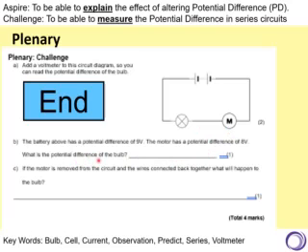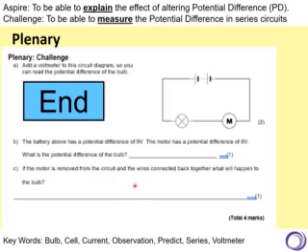The battery above has a potential difference of 9 volts. The motor has a potential difference of 8 volts. What is the potential difference of the bulb? So in the circuit then we have 9 volts, 8 of them have gone, so therefore the answer in here would be 1 volt. There's no suggestion that you would need to do any maths, but obviously that would be 9 minus 8 equals 1 volt that you could have written in there.